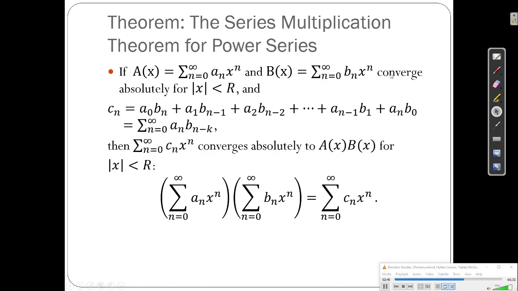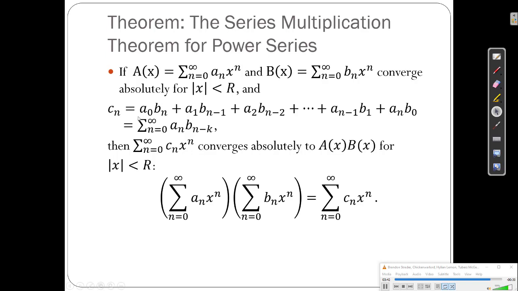Anyway, if you have two power series that converge absolutely on some radius of convergence, then this C sub n is the series, basically, of all their multiplications of the coefficients. Then the series of C sub n x to the n converges absolutely to a of x times b of x, for absolute value of x less than r. So basically the limit of a times the limit of b, the sum of a times the sum of b. So if you multiply two series, their result will be the multiplication of their sums. It's a neat rule. We didn't have it back in the initial properties of sums. We're not going to prove this. It's not proved in the book either, but it is an interesting result.